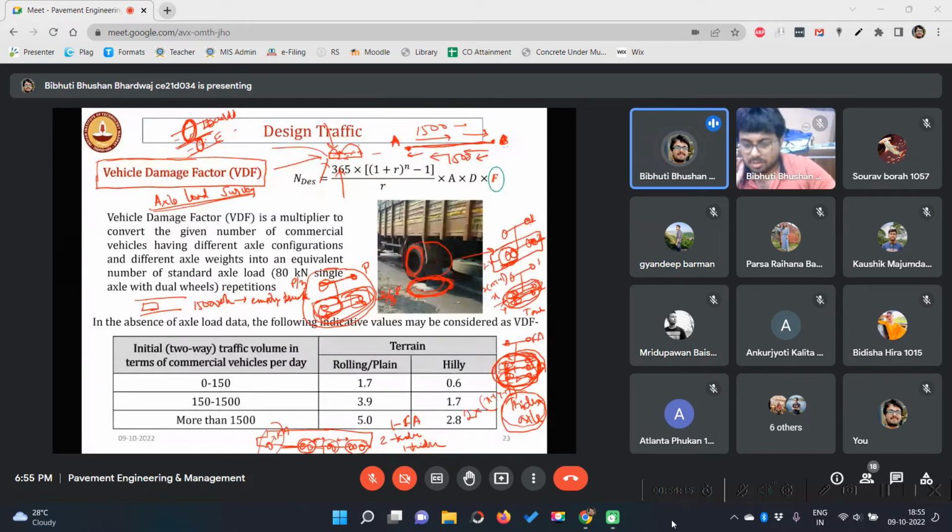If you are not able to carry out this axle load survey, maybe you don't have the facility or the money, then IRC has suggested that you can assume values. They have given this table. It says that the traffic survey is a must, you need to carry it out. If the CVPD you are getting is between 0 to 150, then based upon the terrain you can consider these values for rolling and plain.